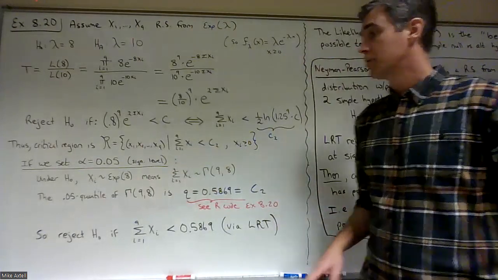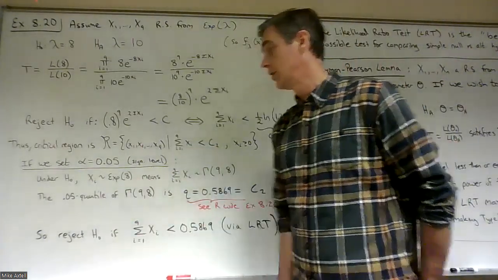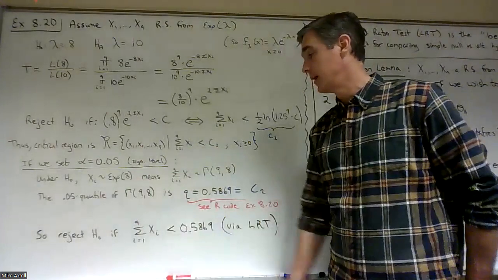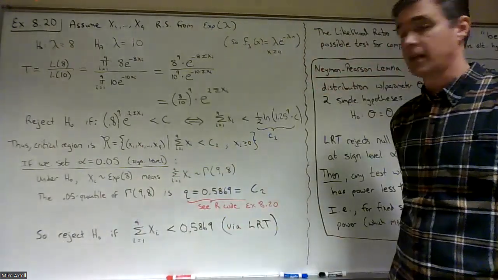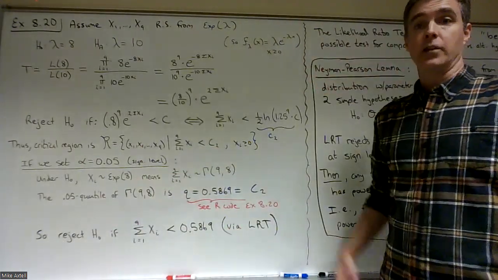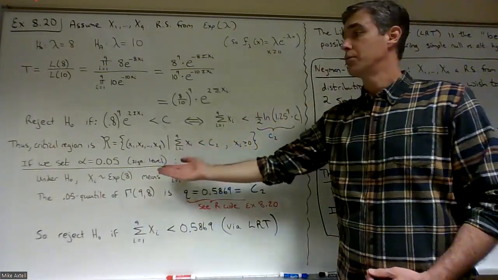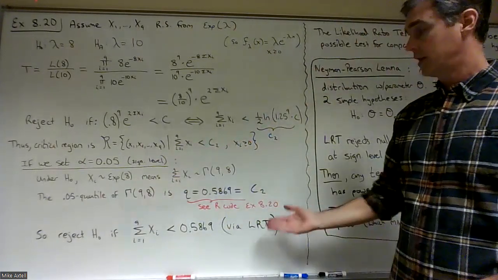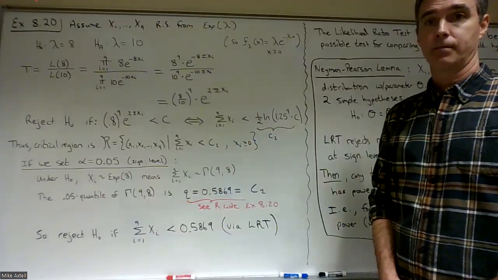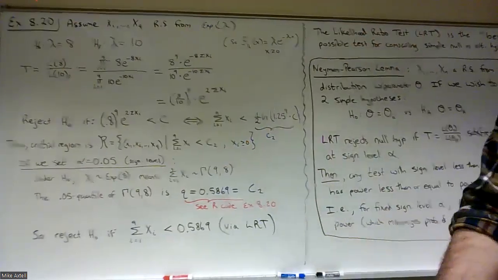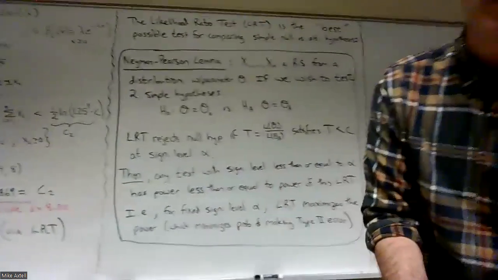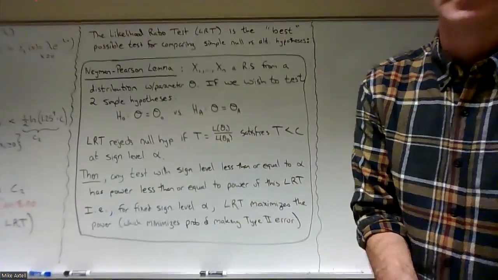So that's my C2. So my test is I'm going to reject the null hypothesis if the sum of my data is less than 0.586. And that's via the likelihood ratio test. Okay, we use the likelihood ratio and a pre-specified alpha value to get that test value. All right, let's see the value of this test. Last slide.